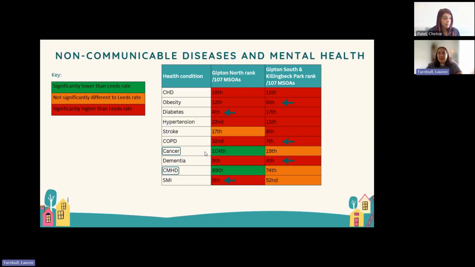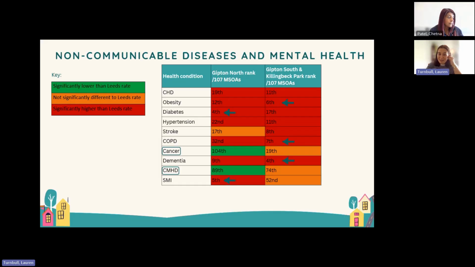There are some complexities with the data for cancer and for common mental health disorders. That's what CMHD stands for. Whilst we can see in the data that the areas of Leeds with the highest deprivation have worse health outcomes and rank more highly compared to more affluent areas, with cancer and common mental health difficulties, it's not quite that simple.